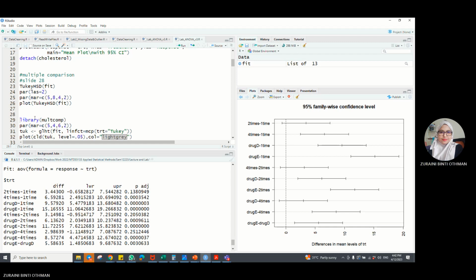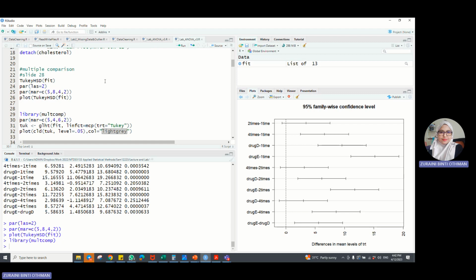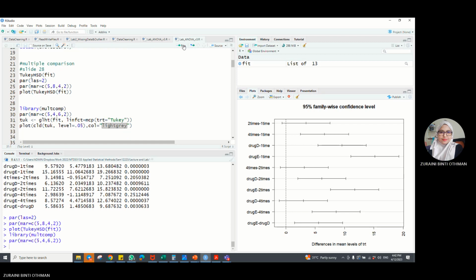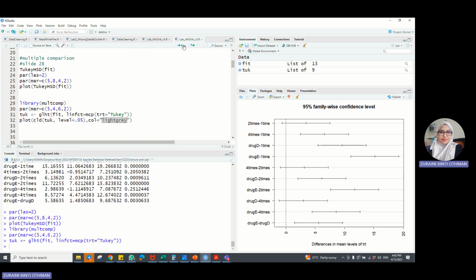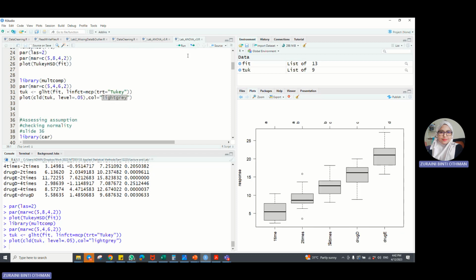Here, this is library multcomp. We run it first, and okay, this is the Tukey, and we want to plot it in a different way. Okay, we get the box plot here.